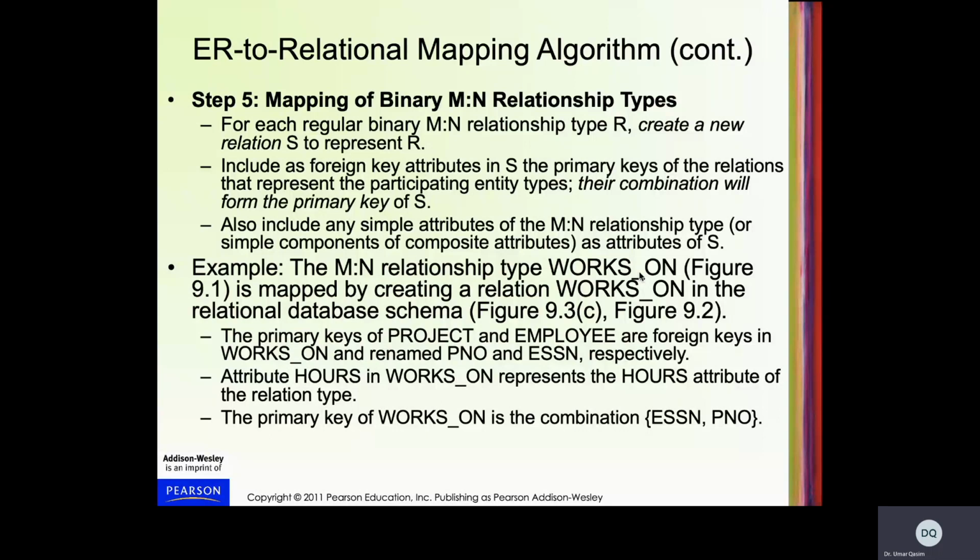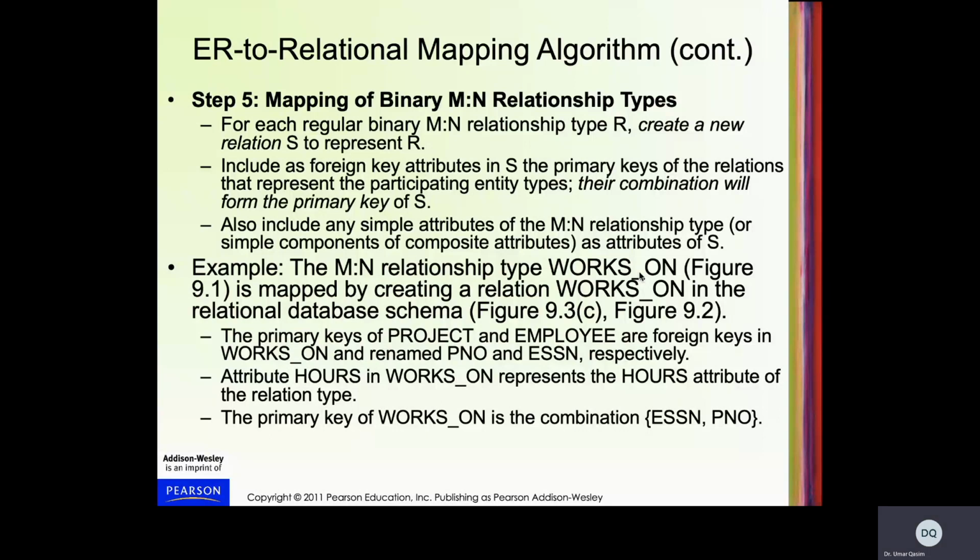So for example, the many-to-many relationship type works on, which is employee and project. So we have this relationship where we can say that an employee can be working on many projects. So that is the many side. And then if we look at the project side, we can say that on one project there may be many employees that are working. So this becomes a many-to-many relationship.